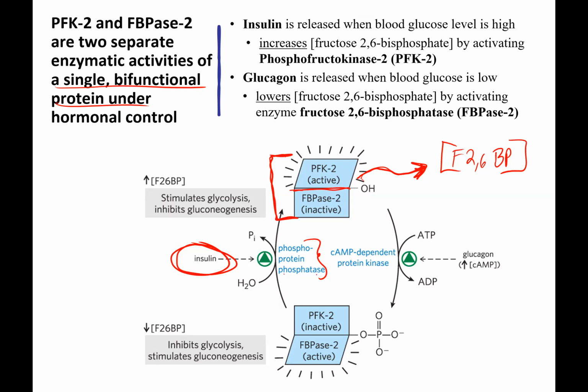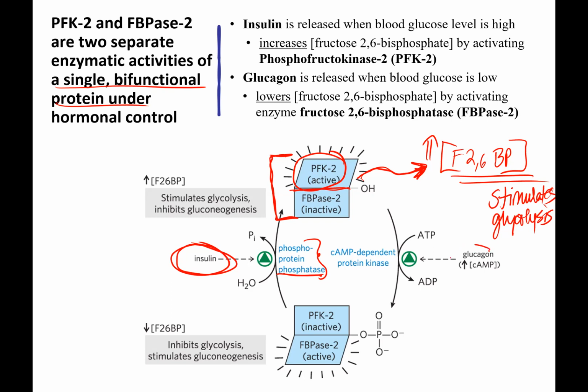So phosphatase activity dephosphorylates the bifunctional enzyme, PFK2 becomes active, and this raises the concentration of this compound. What does this compound do? It stimulates glycolysis, at high levels. All right, now what if it's the other way around?